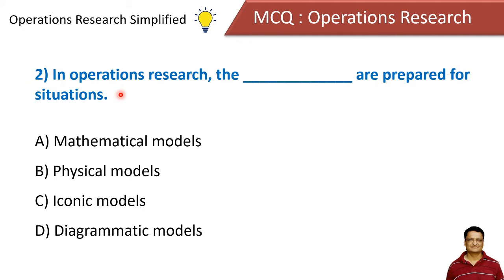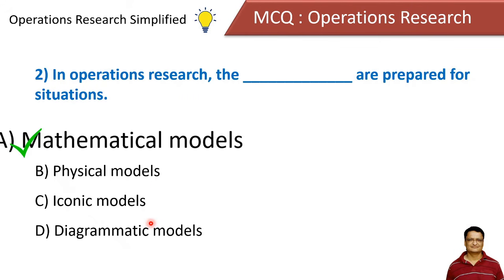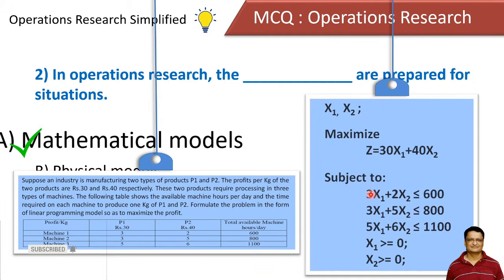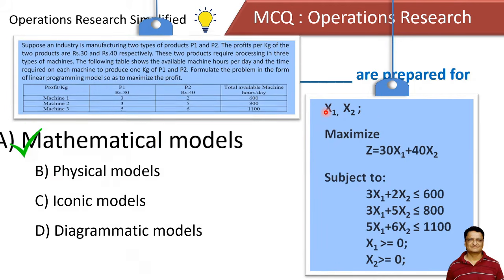In Operation Research, the dash dashes are prepared for a situation. Mathematical models, physical models, iconic model or diagrammatic model, and the correct answer is mathematical model. So we prepare a mathematical model. For example, in LPP, for a given description of problem statement, we convert it into some mathematical equations like objective function and constraint with the help of decision variables.